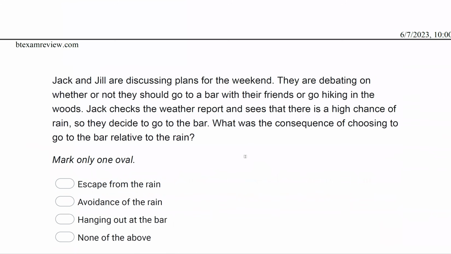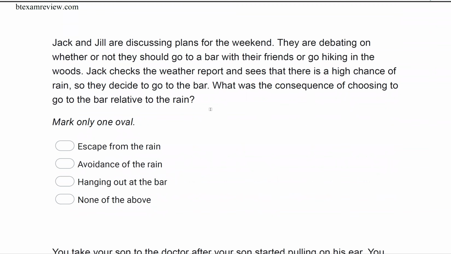Jack and Jill are discussing plans for the weekend. They're debating on whether or not they should go to a bar with their friends or go hiking in the woods. Jack checks the weather report and sees that there is a high chance of rain, so they decide to go to the bar. What was the consequence of choosing to go to the bar relative to the rain? Think about this. What is the question asking? There's a lot of different moving parts here.